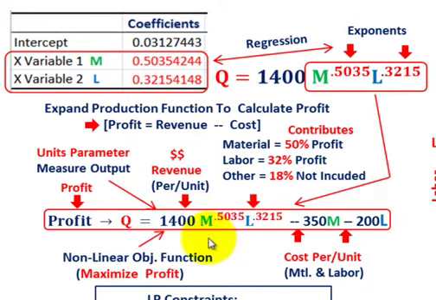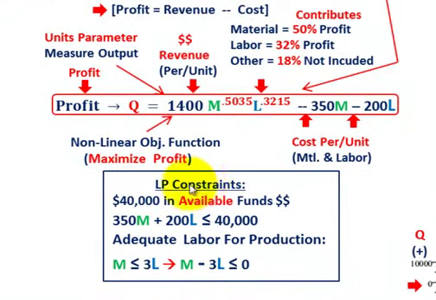Okay, and then the other thing, we're going to have just two constraints, just to go through them really fast here. We only have $40,000 available in funds, so you just take whatever quantity of material here times its unit cost on a per unit basis plus the labor, its unit cost on a per unit basis, add it together, and that has to be less than or equal to our funds available, $40,000.